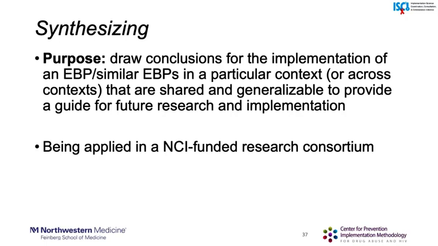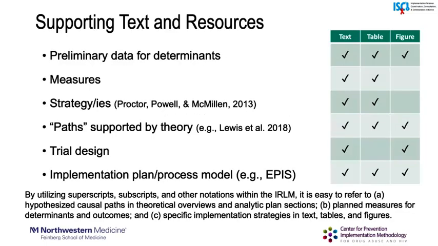So not surprisingly, the implementation research logic model itself is not going to give all the information that's needed, either for a proposal or for a paper. So we recommend a number of supporting texts and resources for ways to talk about the preliminary data, the measures that you're going to be using. The strategies themselves are going to need more detail about the actor, the temporality, etc. Any paths that are going to be tested and how they're supported by theory. Of course, a description of the trial design, even if you're using one of our alternate formats to sort of indicate what the trial design is, that's not going to be sufficient to actually describe the full trial itself and the comparison.